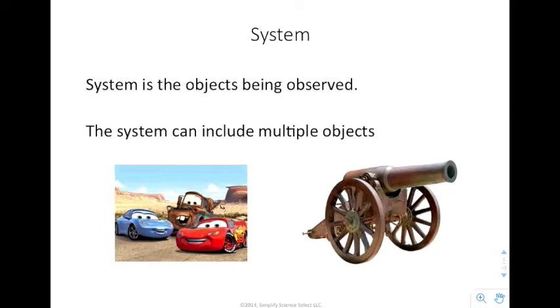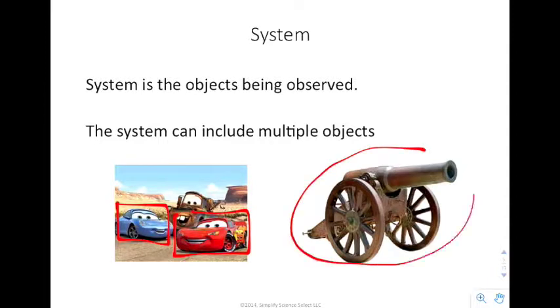So now, a system. The system is the objects that are being observed. So you're looking at a particular system. I could say, hey, I'm interested in this car when this car collides with this car. So what is the conservation of momentum, or what is the momentum of that system with just those two cars? Or I could define the system as the cannon with a cannonball and say that's what I'm interested in.